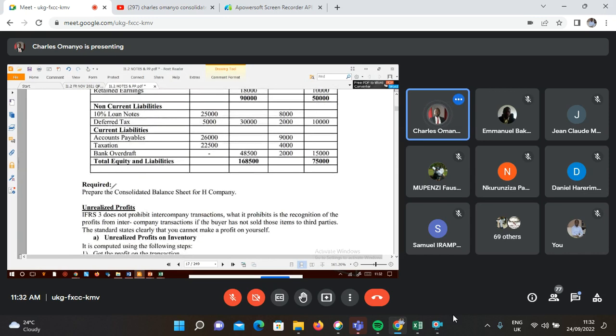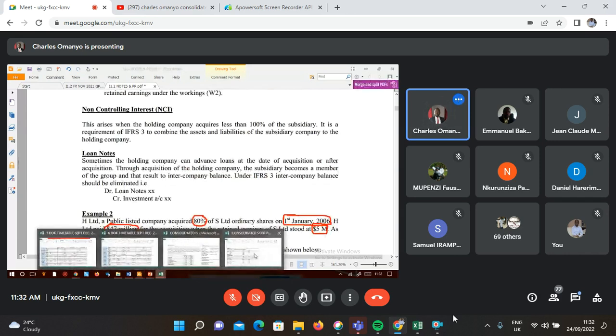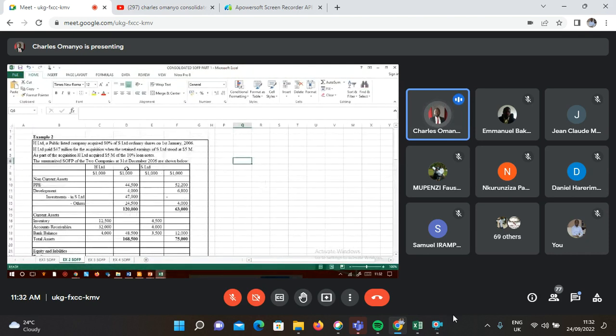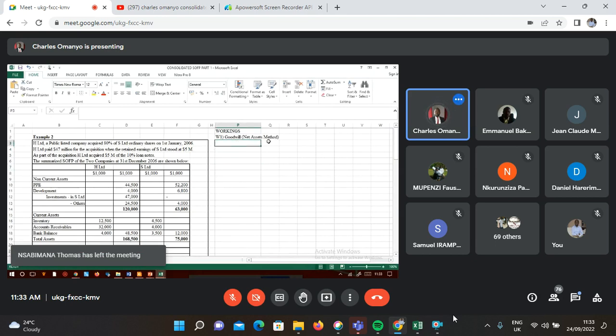Now, additional information. So prepare a consolidated balance sheet for H company. This example is only guiding us how to consolidate. Now let's quickly have our workings. If there is no additional information, the first working should be goodwill. This question has not given you the fair value of non-controlling interest. Therefore, the only method you can use is the net assets method, because there is no fair value.